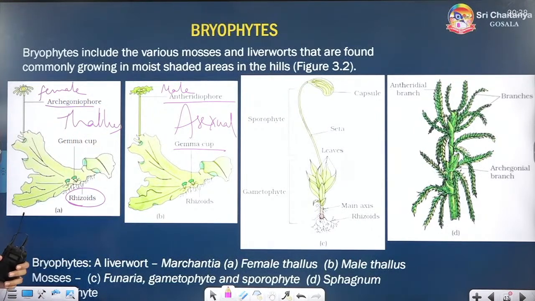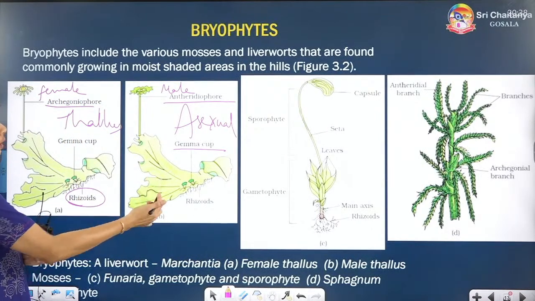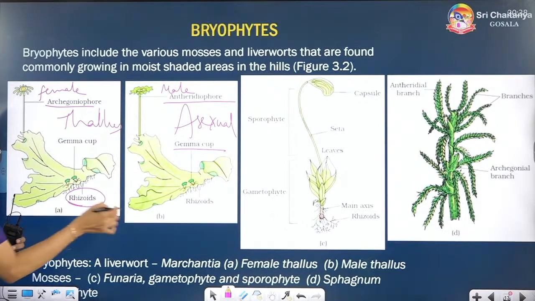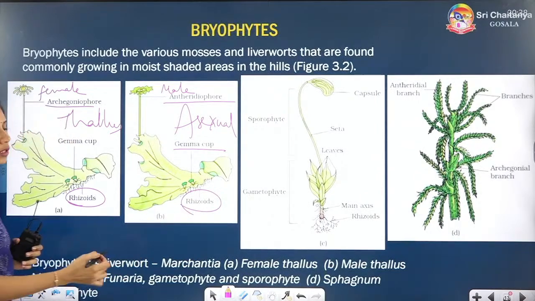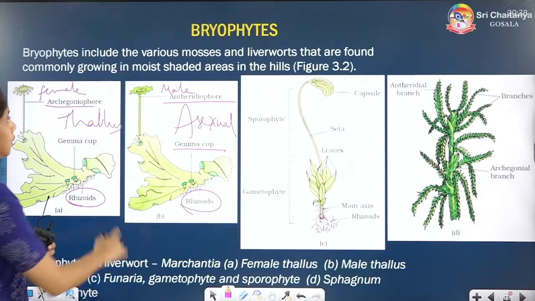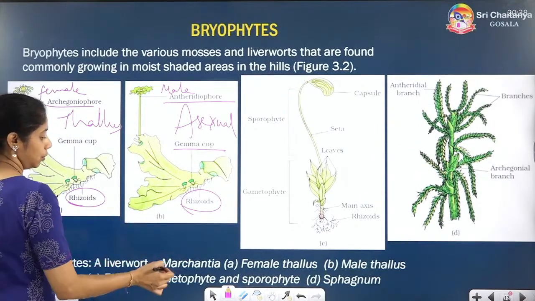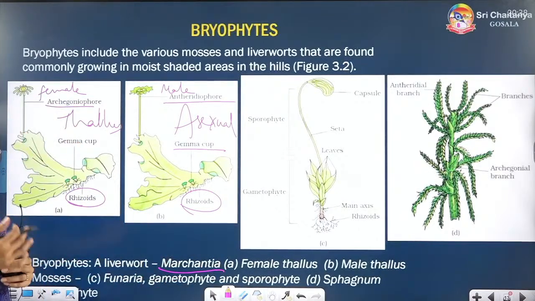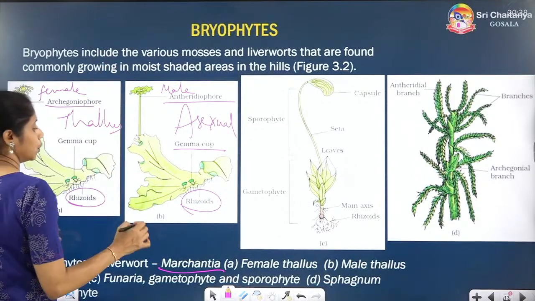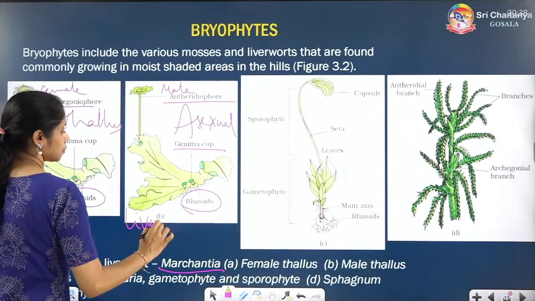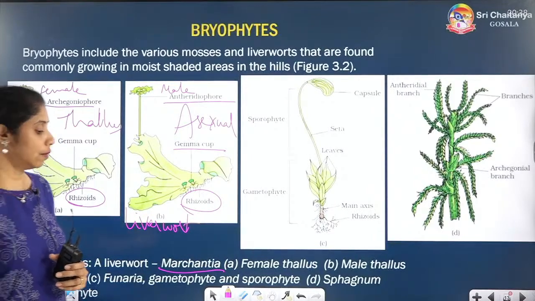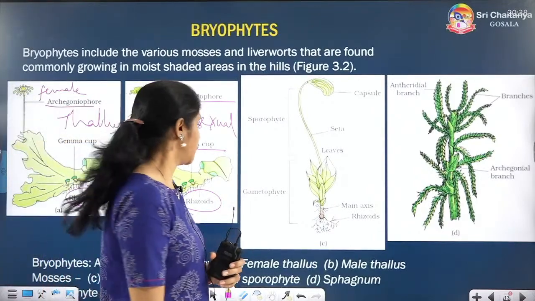Here the thallus forms are different. This is the male thallus, this is the female thallus. Only rhizoids are there, no roots. Instead of roots, rhizoids are present. These two belong to Marchantia. This is the example, Marchantia. And this is a liverwort. Basically it is a liverwort. It is a dioecious liverwort where male and female will be different.